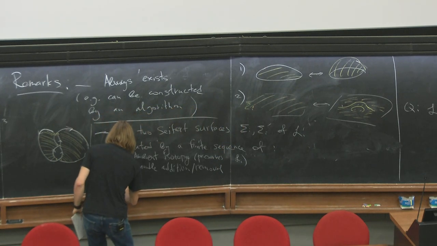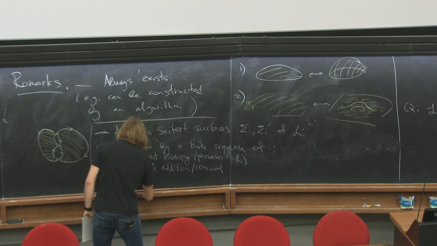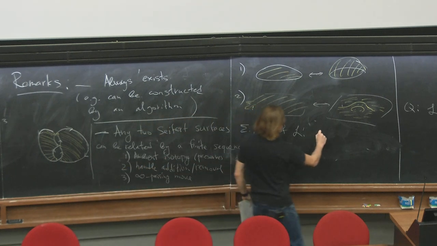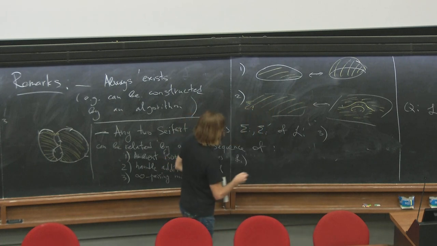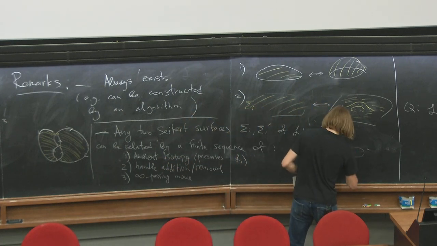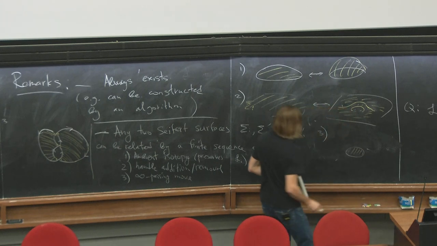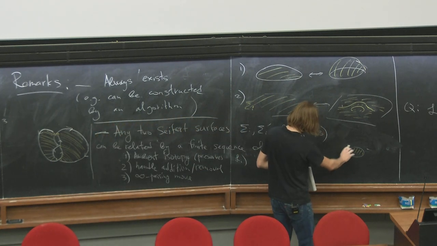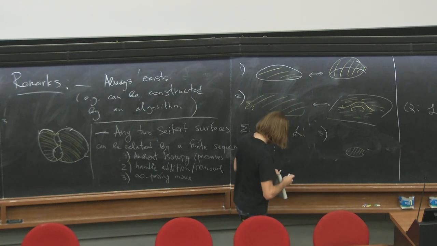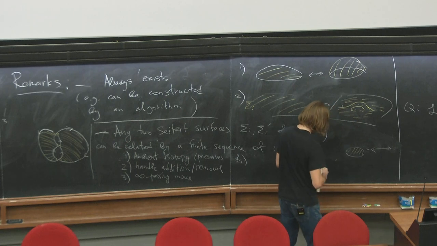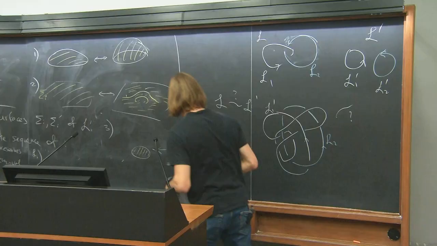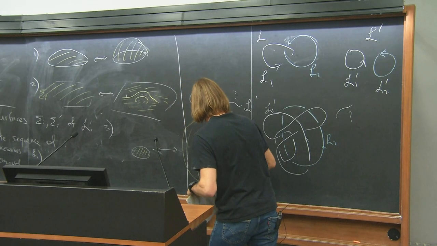And the third is what is called the infinity passing move. Again, schematically, on the example of an unknot. Suppose I start with just an ordinary disk. Then I take a big sphere, so in general a big sphere which surrounds everything.